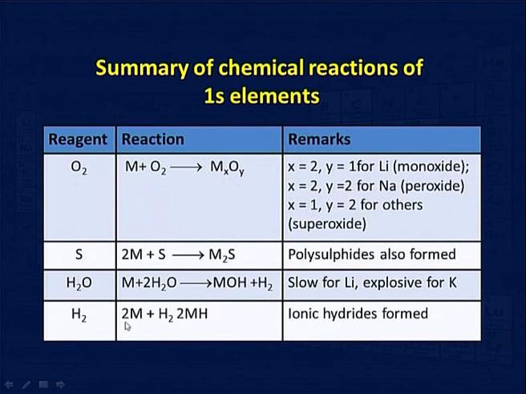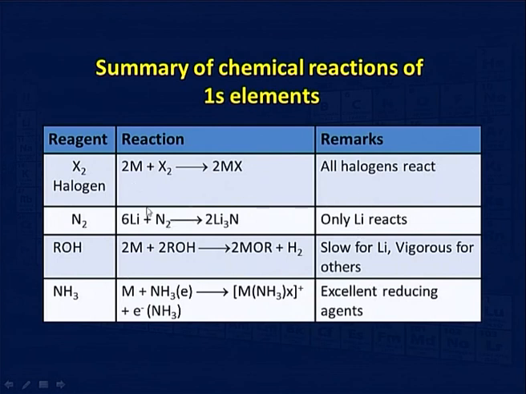Now, H2 will give hydride, as we have already told you, then halogens give MX, that is all halogens will react to give MX. Then nitrogen, this is interesting: only lithium forms nitride under ordinary conditions. You can see we have written only lithium, others do not react, that is an exceptional case here. Although other nitrides are formed, not under ordinary conditions, you have to give harder conditions for them.